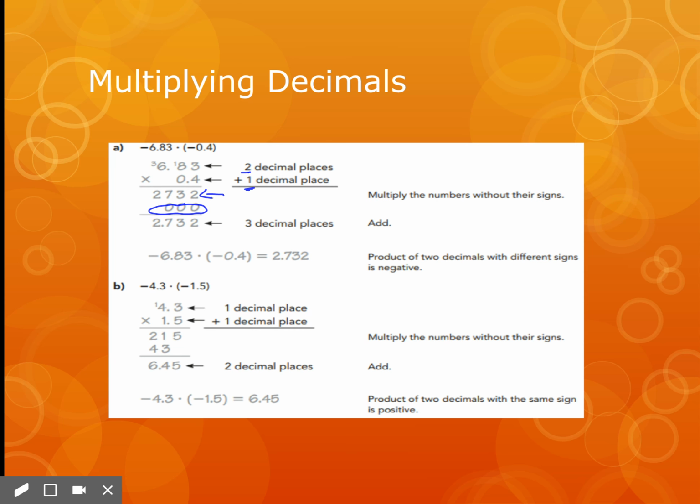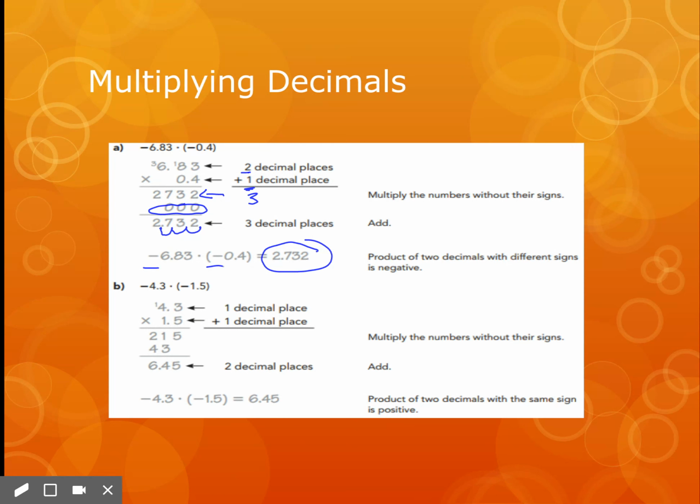In our original problem, we had 2 decimal places in our first number and 1 in the second, which is a total of 3. So that means in our answer, we need 3 decimal places. So we start at the back and count over 1, 2, 3, which you can see is 2.732. And our answer is positive because in our original question, it was a negative times a negative.